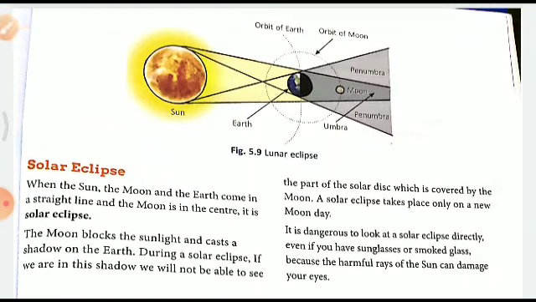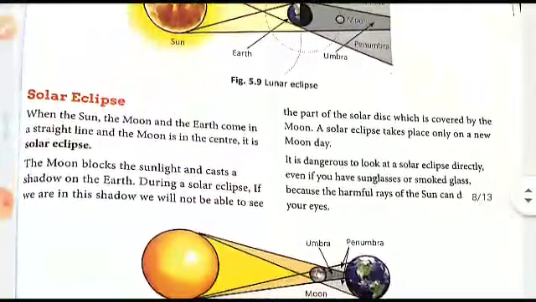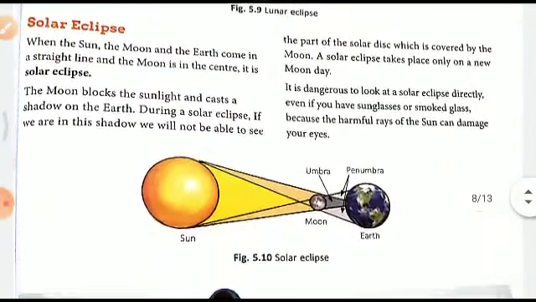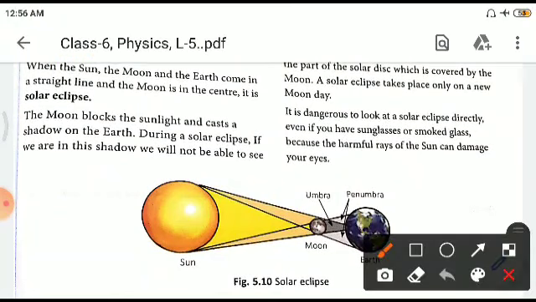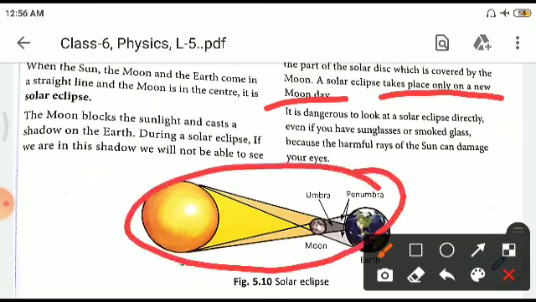When the sun, the moon, and the earth come in a straight line, the moon is at the center. It is called solar eclipse. The moon blocks the sunlight and casts a shadow on the earth. During a solar eclipse, if we are in this shadow, we will not be able to see the part of solar disk which is covered by the moon. A solar eclipse takes place only on a new moon day. Remember, right? Lunar eclipse occurred on a full moon day, but a solar eclipse occur only on a new moon day. Right, children? And see, this is the diagram of the solar eclipse.